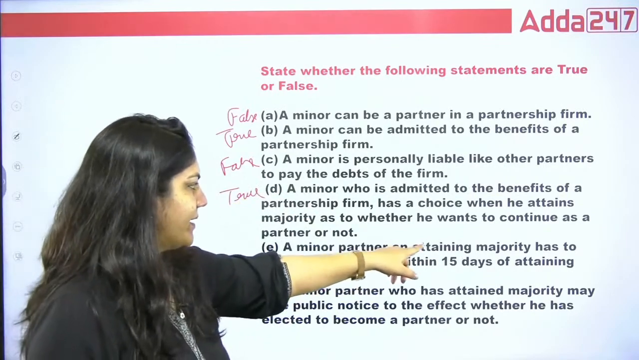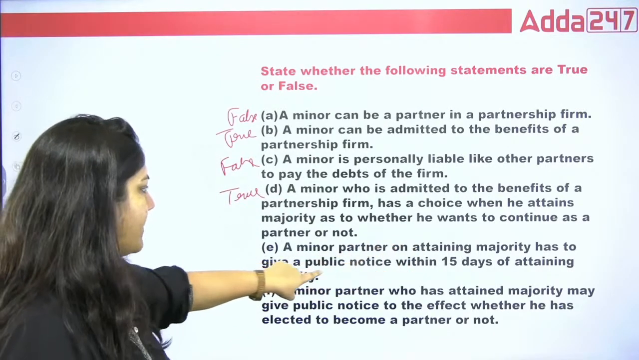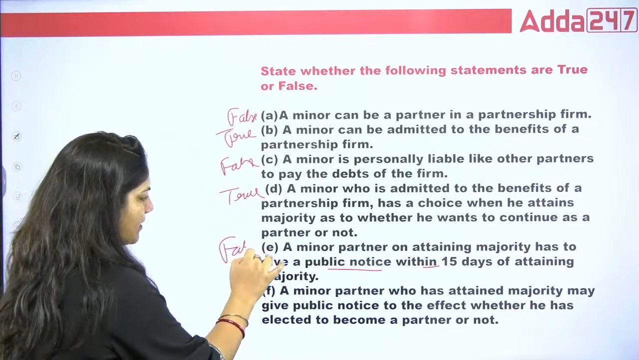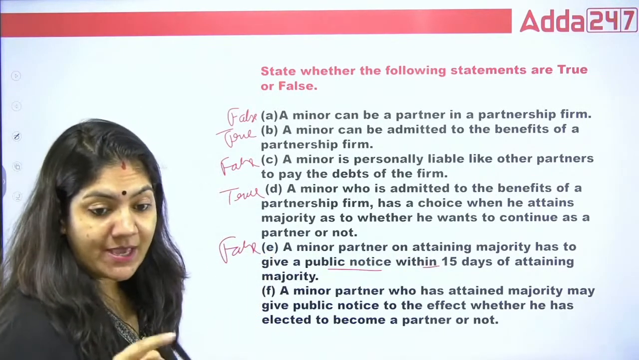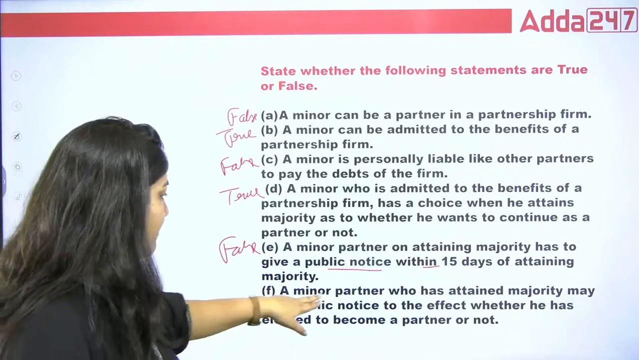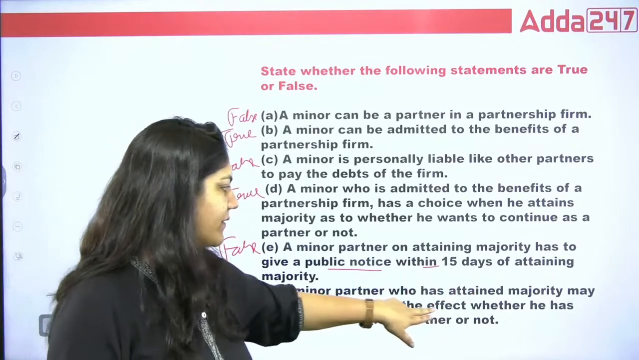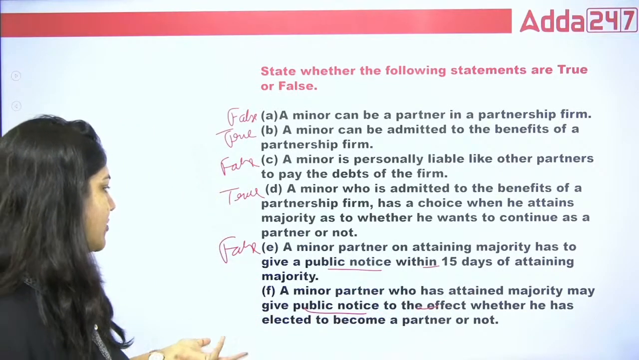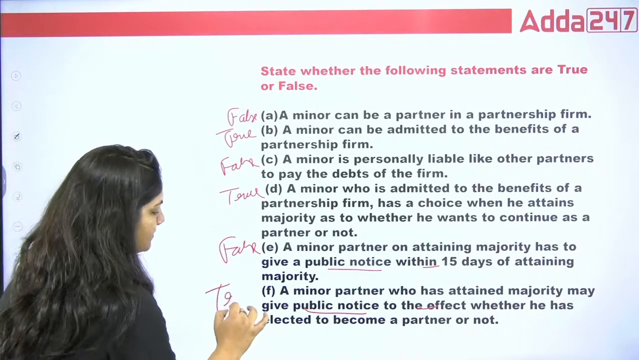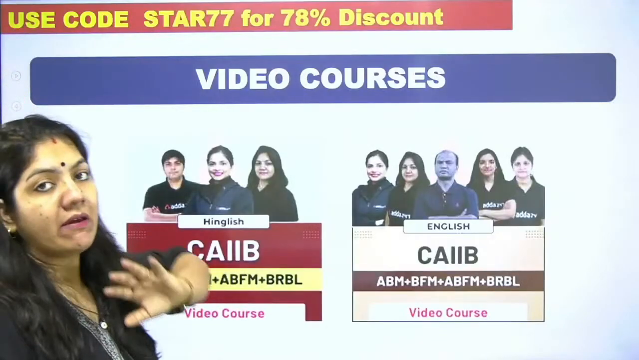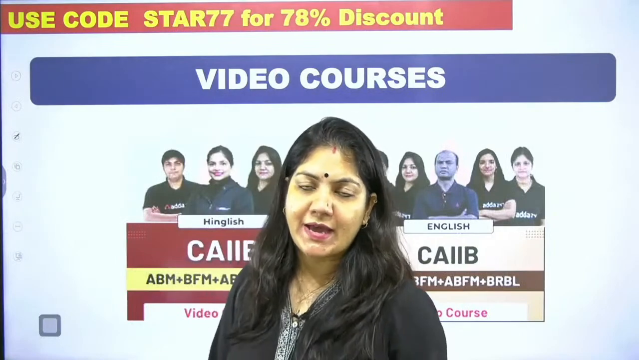Minor partner obtaining the majority has to give public notice within 15 days. This is absolutely false. Within 6 months, he has to give notice. Minor partner who has attained majority may give public notice to the effect whether he has elected to become a partner. This is absolutely true.